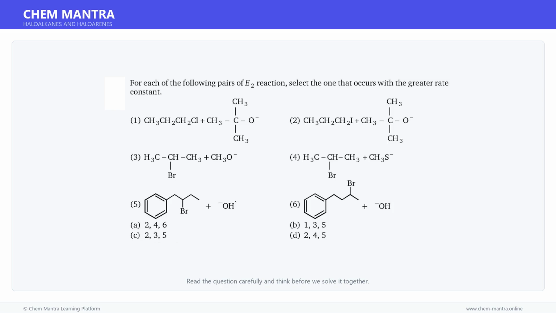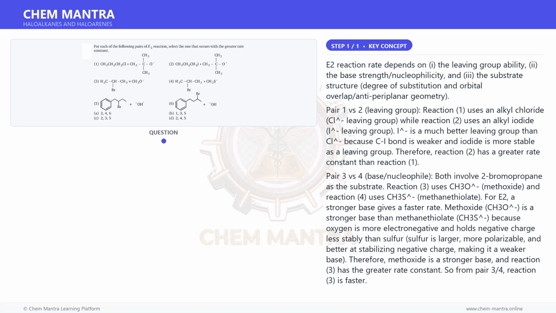Here is a question. Read it carefully and think about the answer. Let us solve it step by step. Let us first understand the key concept here. E2 reaction rate depends on 1, the leaving group ability, 2, the base strength or nucleophilicity, and 3, the substrate structure, degree of substitution and orbital overlap, antiperiplanar geometry.